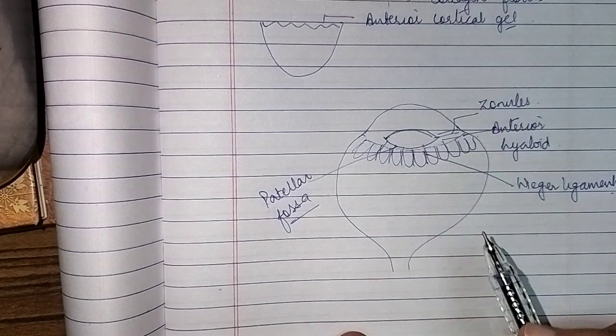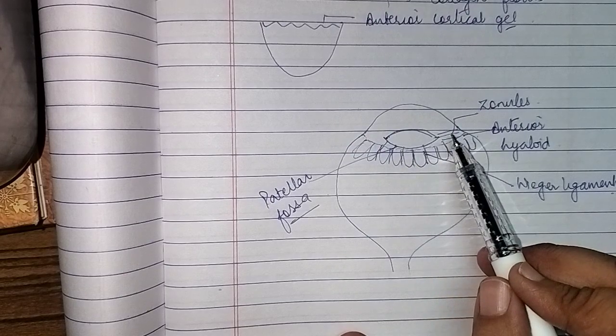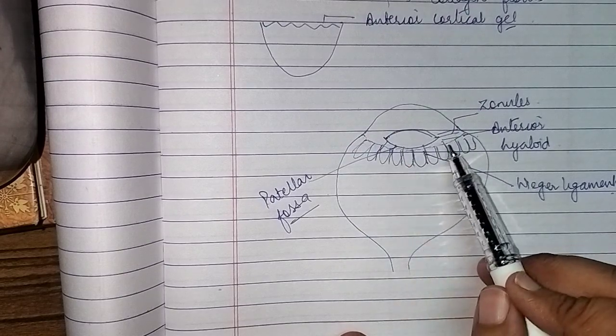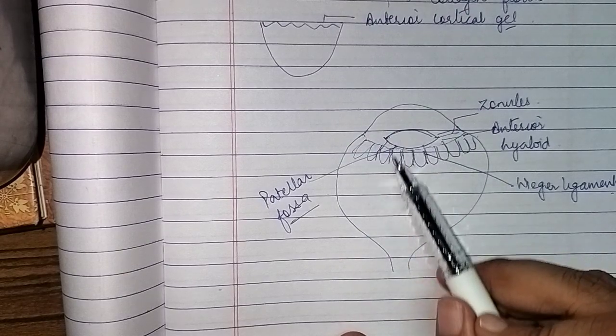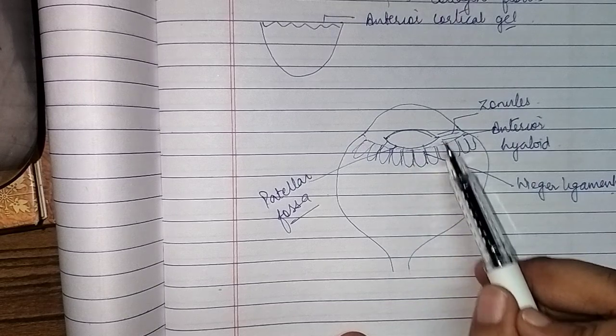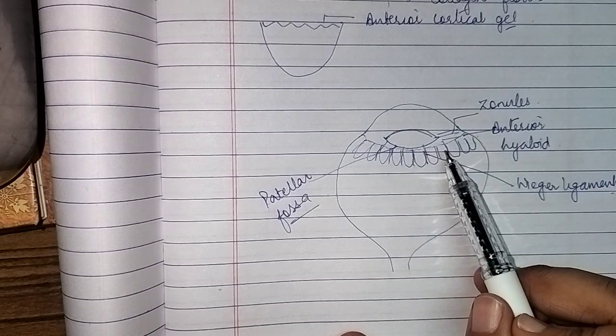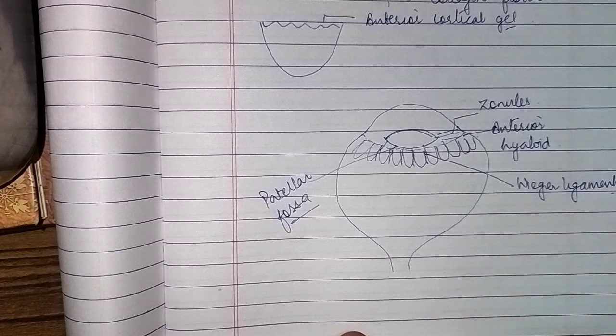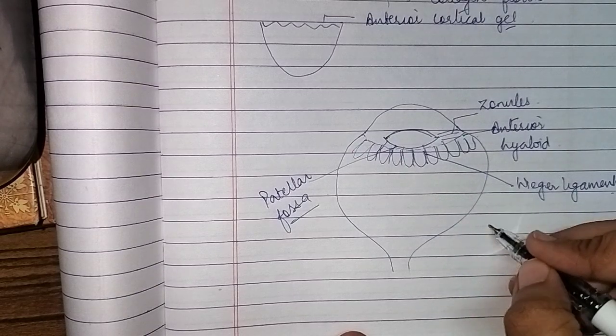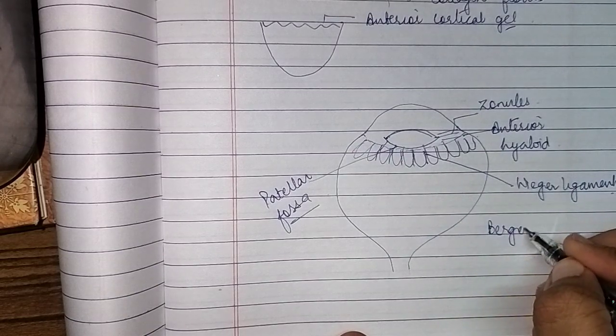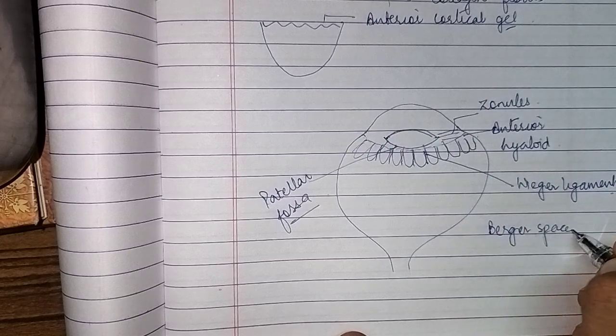Now there is some space between the posterior lens capsule and the anterior surface of the vitreous, which is bordered by the Wieger ligament. Wieger ligament is the condensation of the collagen fibrils. Now this space is called the Berger space.